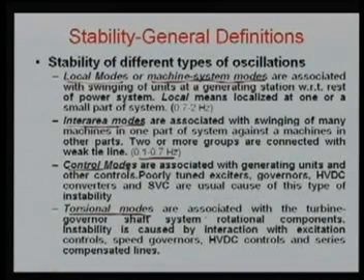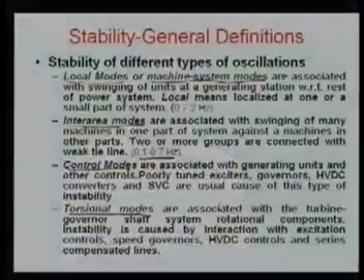Another term is called control modes of oscillation. The control modes of oscillation are associated with the generating units and other controls. Poorly tuned excitation systems, governors, HVDC converters, and SVC are the usual causes of this type of instability. Basically, this is related to the control functions, because if a generating unit oscillates due to the control of that particular unit, then it is called control modes, because there are various controls in any generating unit.